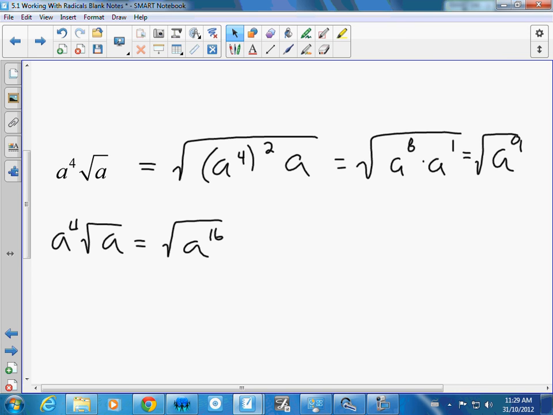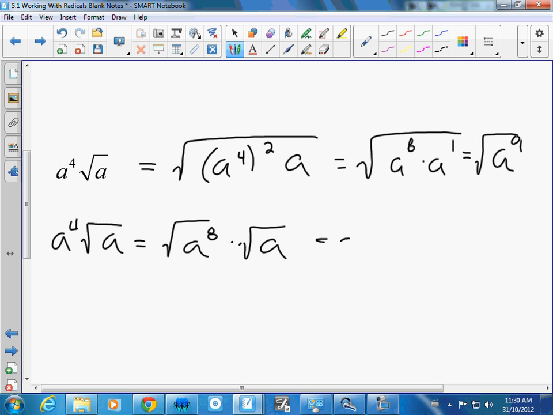When you're dividing, you subtract. So it has to be, in this case, a to the 8 times a. You still have to end up with a to the 9.